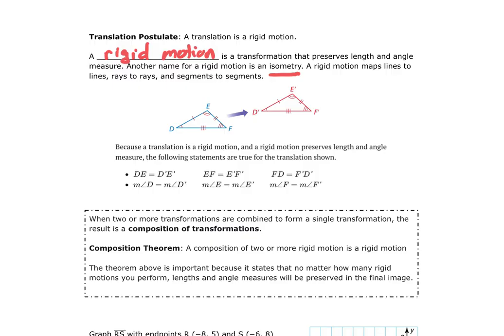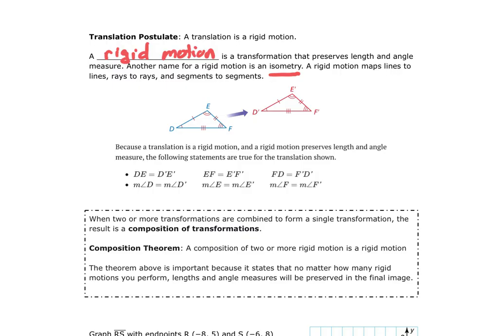A rigid motion maps lines to lines, rays to rays, segments to segments, triangles to triangles. We could do anything, right? It doesn't matter what the geometric figure is. We could map this figure onto this figure using rigid motion. And so here's the thing. As you look at these two figures right here, DEF and then D prime, E prime, F prime, what's going to be true about that?